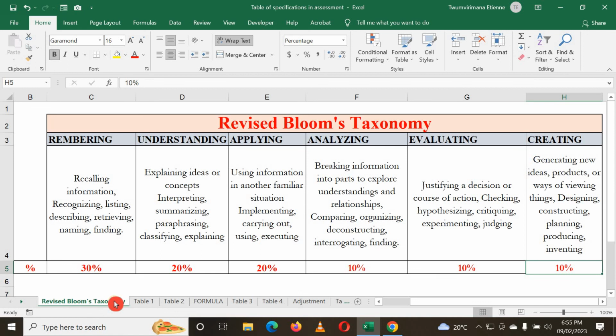Friends, teachers, educators, I think now you get the point. Prepare a very nice assessment that reflects these levels of understanding: remembering, understanding, applying, analyzing, evaluating, and creating. Friends, see you next time.